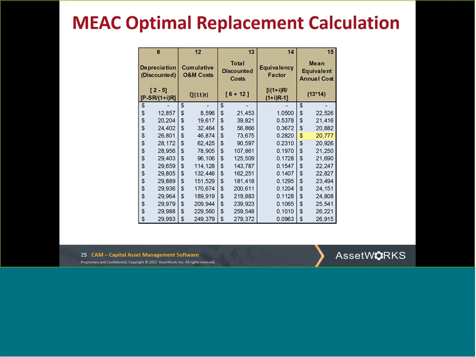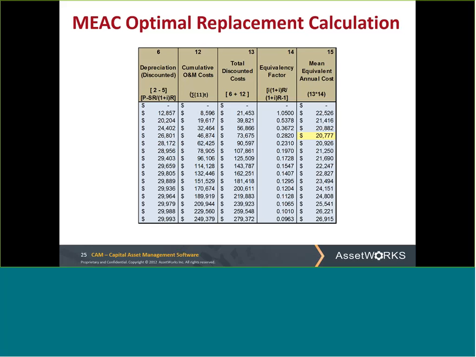This table here represents that calculation, and you see in column 6 there, I've got my depreciation expense discounted. It shows the formula there. There are some hidden columns behind this. Then I've got my cumulative operating and maintenance costs. I add those two together to get my total costs, and these costs are all discounted to current year costs. And then I have my equivalency factor there, which is basically a constant given an interest rate. That equivalency factor is applied to those discounted costs to come up with your mean equivalent annual cost.